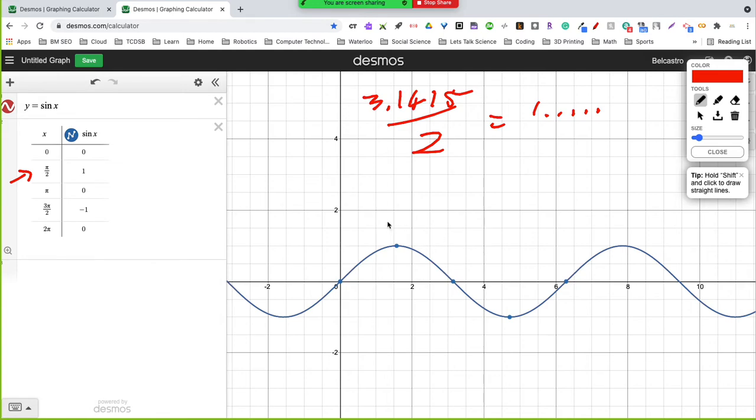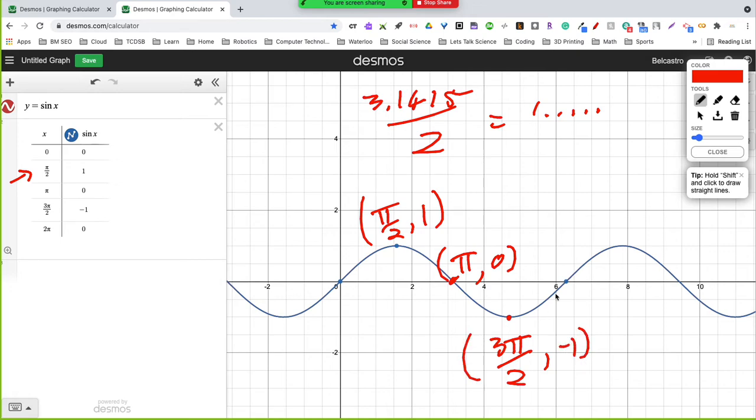It always repeats itself. So this x value is pi over 2 and 1. This one here is pi and 0. This one here is 3 pi over 2, which is just like 1.5, and negative 1. And then finally, this one here is 2 pi, so that's the full rotation, and 0. And then actually this one is 0, 0. We should always keep that one in mind, okay?